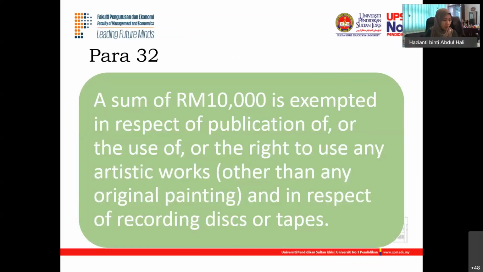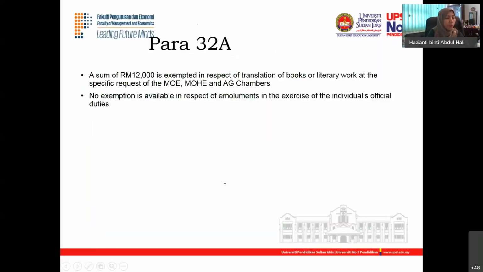For paragraph 32, a sum of 10,000 is exempted in respect of the publication of or the use of the right to use any artistic works and in respect of recordings or tapes. So let's say for that particular year you receive 80,000 of royalty income, 10,000 is exempted based on this one. Okay, 32A, a sum of 12,000 is exempted in respect of translation of books or literary work at the specific request of the MOE, MOHE and also AG chambers.